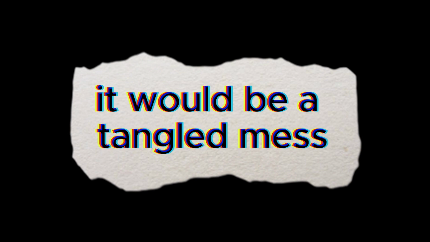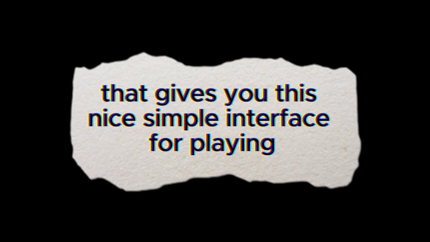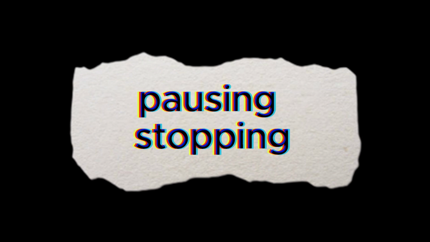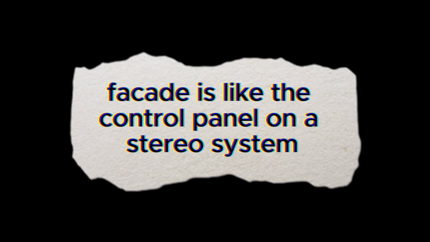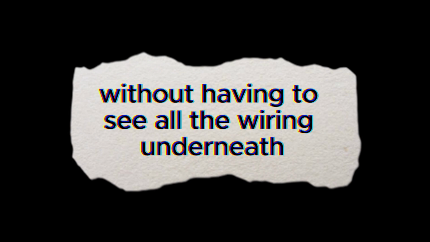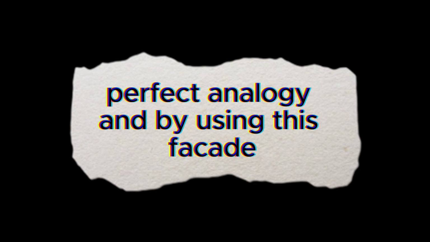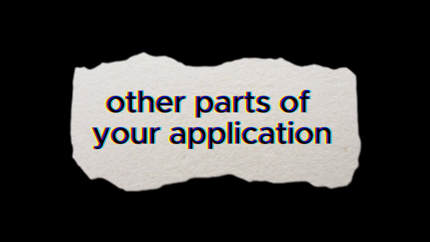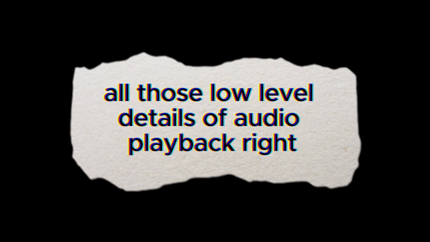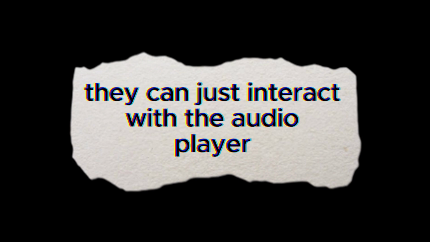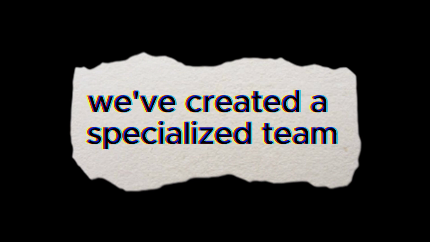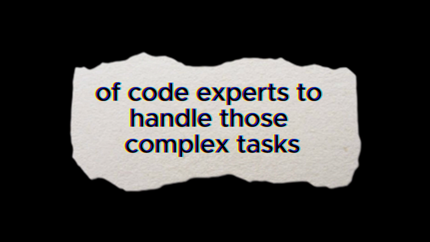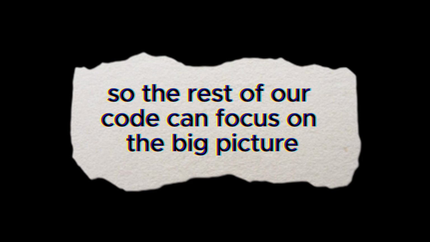Now, imagine trying to access all that functionality directly from different parts of your application. Yeah, it would be a tangled mess. So instead, you can create an audio player facade that gives you this nice, simple interface for playing, pausing, stopping, and controlling the volume of the music. So the audio player facade is like the control panel on a stereo system. It gives us those essential buttons we need without having to see all the wiring underneath. Perfect analogy. And by using this facade, other parts of your application don't need to worry about all those low-level details of audio playback. They can just interact with the audio player and trust that it'll handle everything correctly. This is brilliant. It's like we've created a specialized team of code experts to handle those complex tasks so the rest of our code can focus on the big picture.